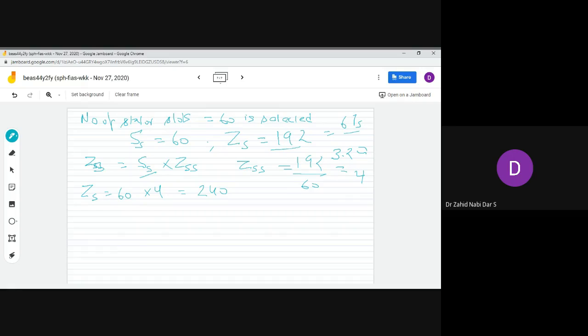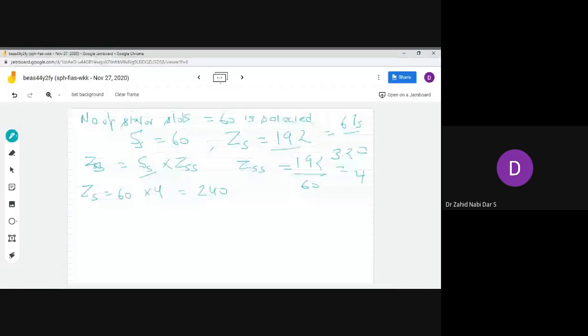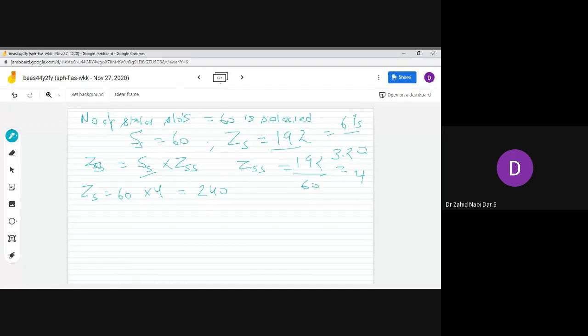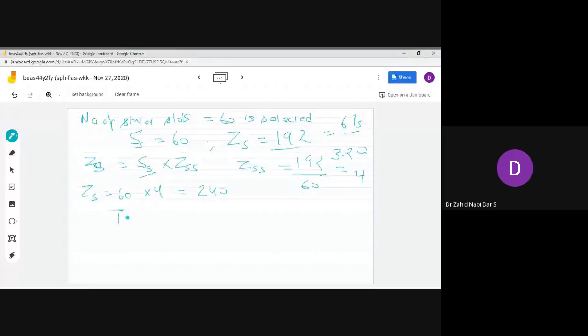There is also one more reason: I have taken 3.2 to the nearest value 4. Otherwise, if I keep it at 3.2, it will come out the same. So again, if I want to calculate the number of stator turns per phase on this basis, then TS would be ZS by 6. That would be 240 by 6, which is equal to 40.